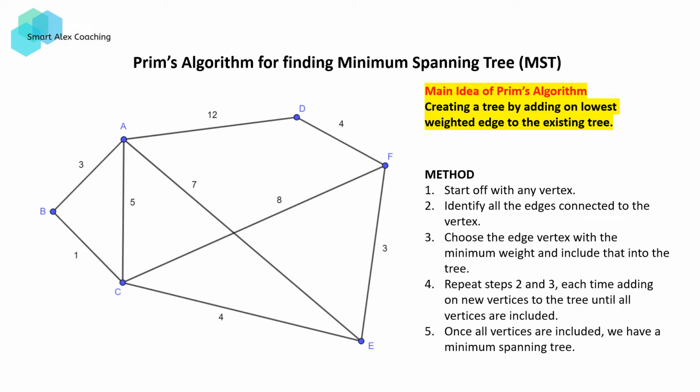The method is, first, you start off with any vertex. In this example, I'm going to choose to start off at vertex A. I'm going to highlight it in green to indicate that this will be part of my final spanning tree. After we choose vertex A, we're going to identify all the edges connected to vertex A. There's AB, AC, AD, and AE. We then compare all the weights, 3, 5, 7, and 12. 3 is the minimum weight, which means we're going to include edge AB into our tree.